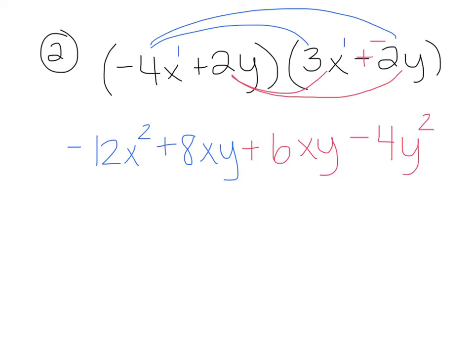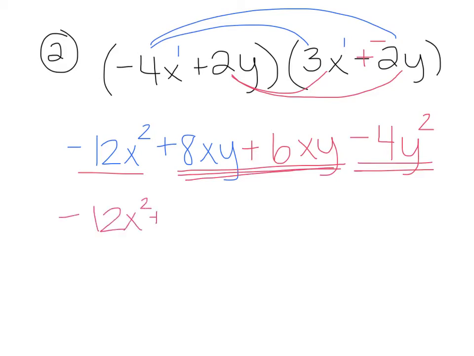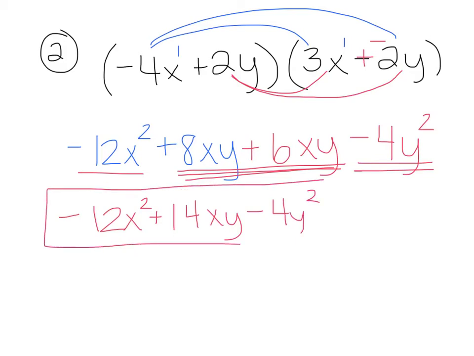Alright, now we look for our like terms. Negative 12x squared is not going to go with anything. The negative 4y squared is not going to go with anything. But we can put these two together here. So that gives you negative 12x squared plus 8 plus 6 gives you 14xy minus 4y squared. And there's your answer.